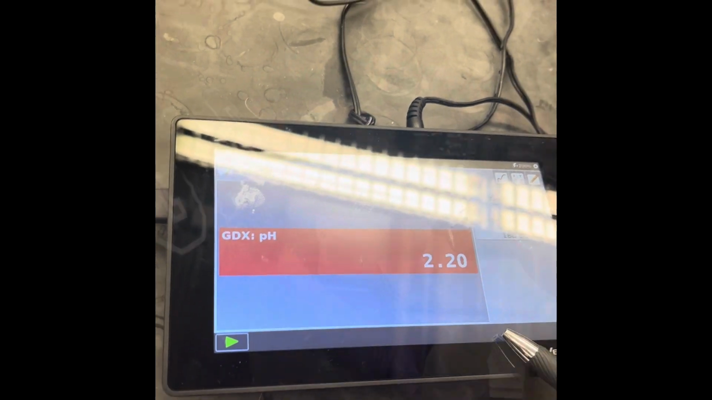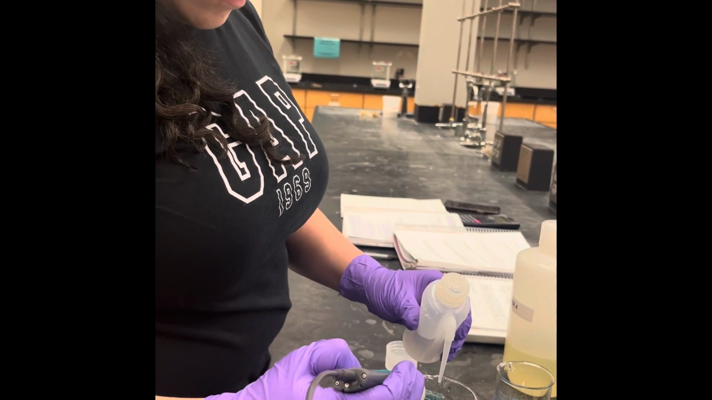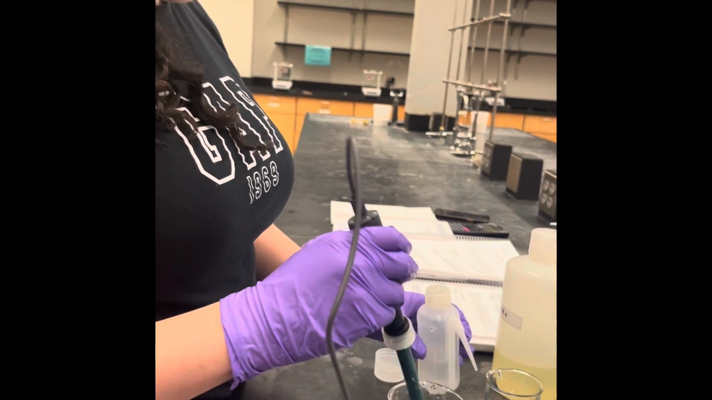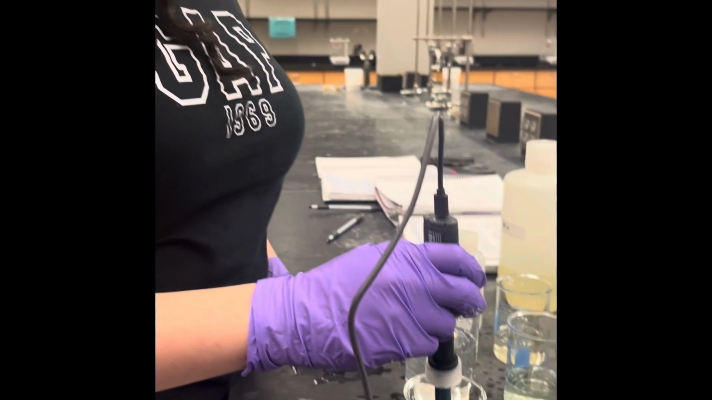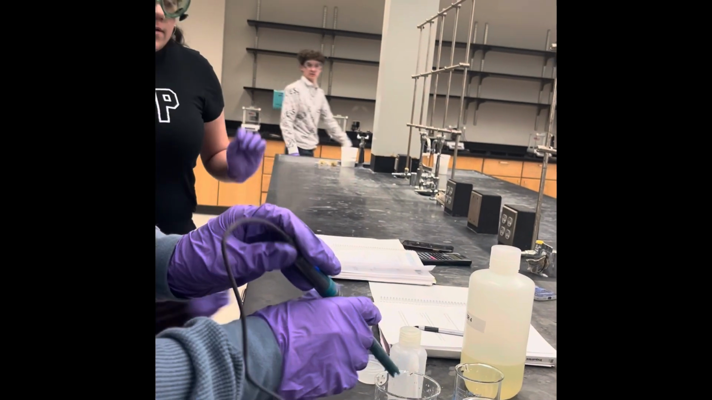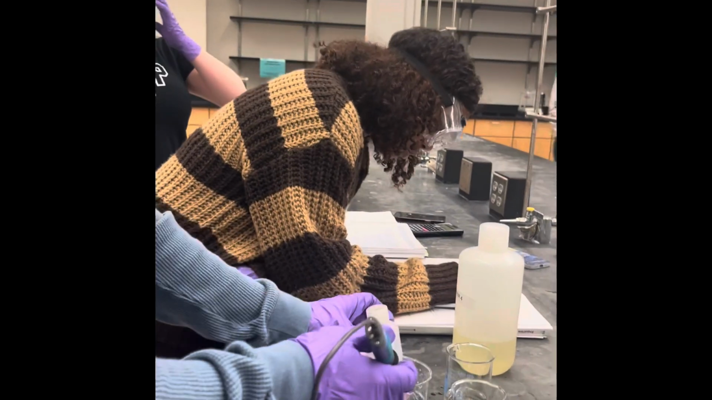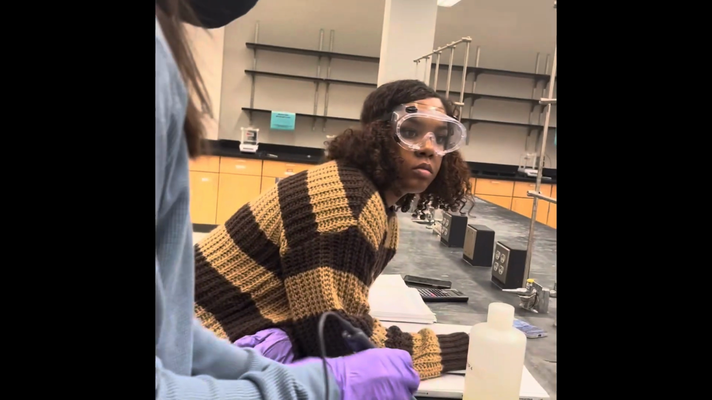Now we are collecting the pH value for the 0.1 molar dilution. Of course, we wash our probe with deionized water and then place it into the 0.1 molar dilution. Its pH reading was 3. Furthermore, we collect the pH values of the dilutions for the solutions that I listed previously in the video.